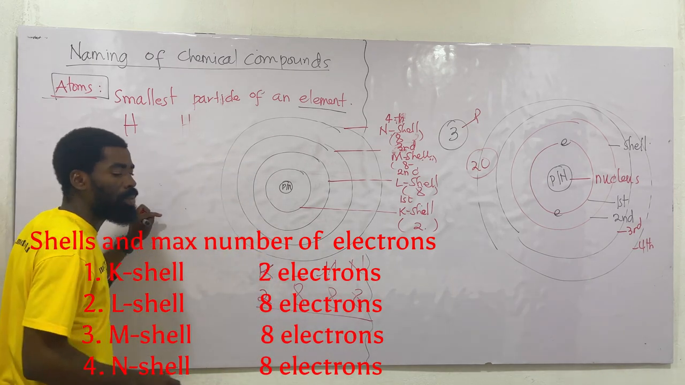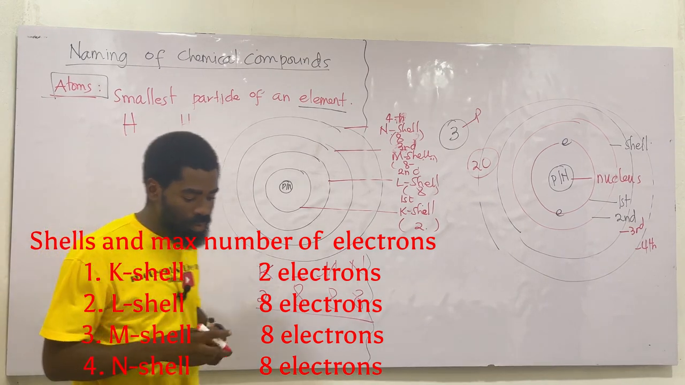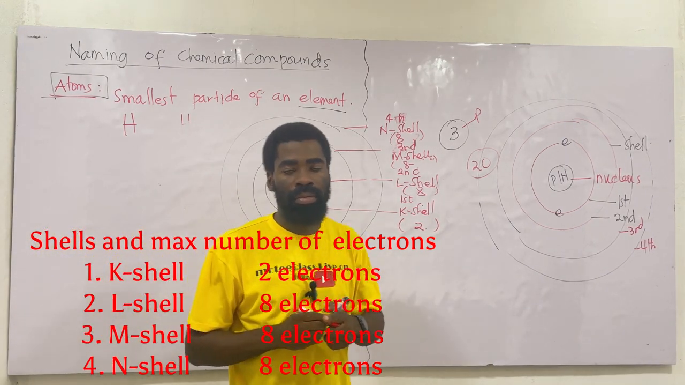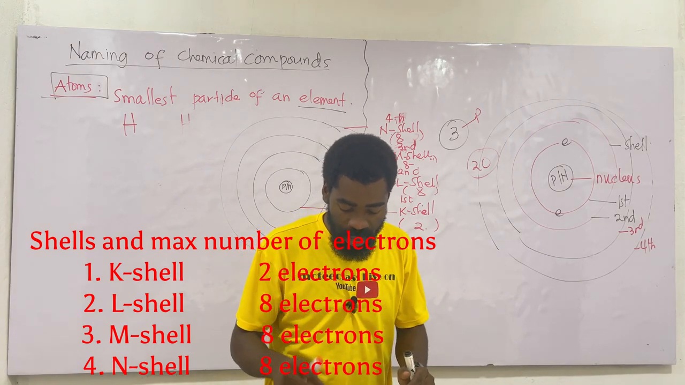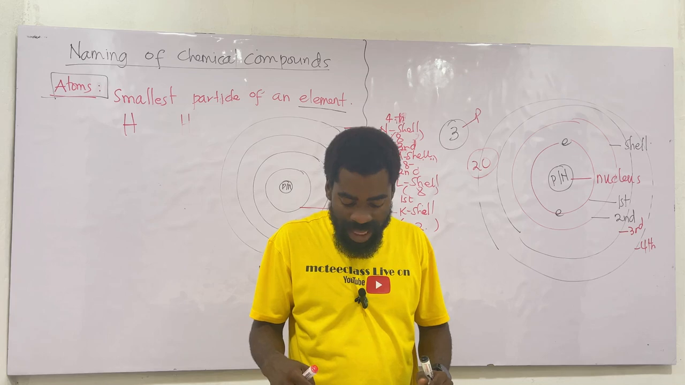These are the maximum number of electrons that can go onto a particular shell. I hope you understand. This is very important for you. I have all the notes written here. Look at it, and I've explained them well.